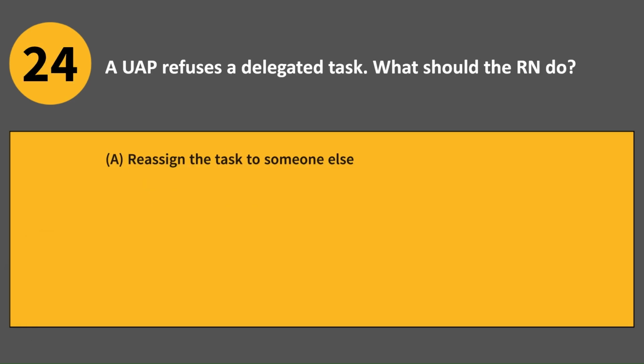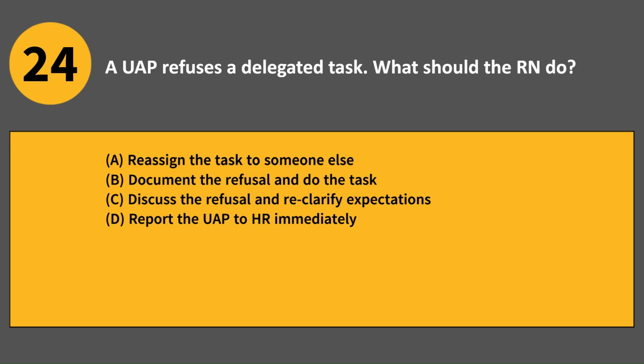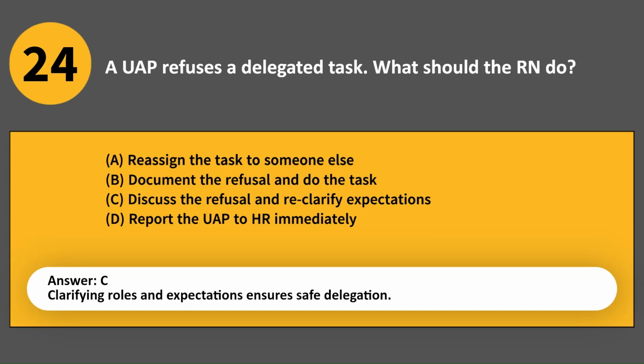A UAP refuses a delegated task. What should the RN do? A. Reassign the task to someone else. B. Document the refusal and do the task. C. Discuss the refusal and re-clarify expectations. D. Report the UAP to HR immediately. Answer: C. Clarifying roles and expectations ensures safe delegation.